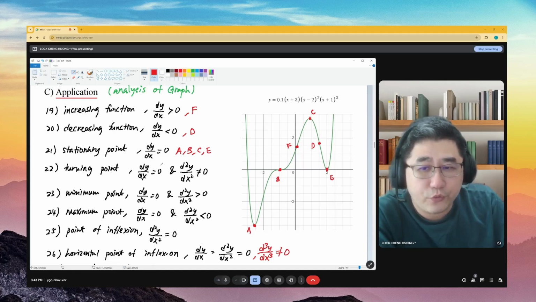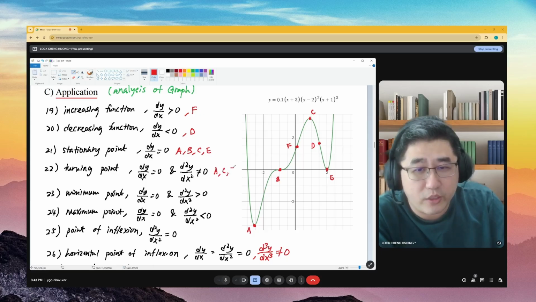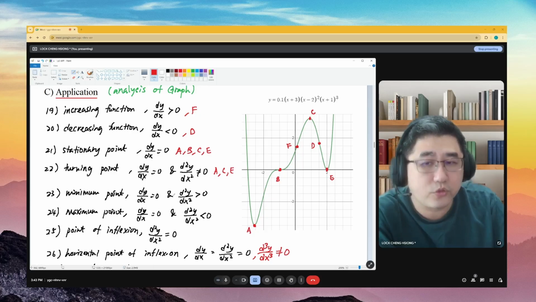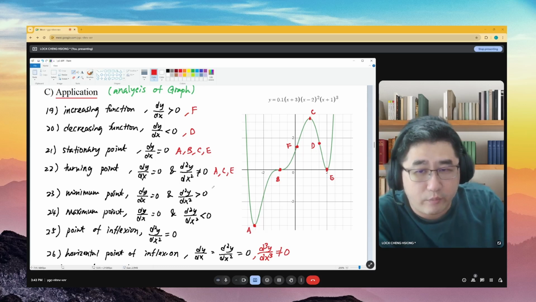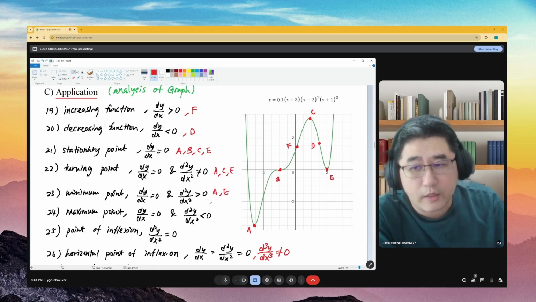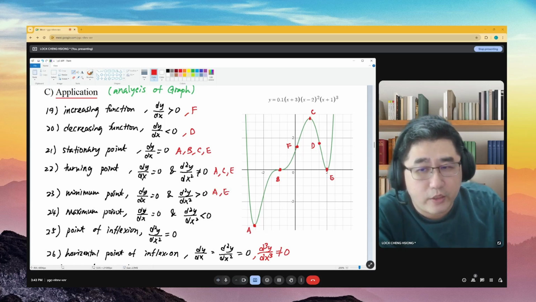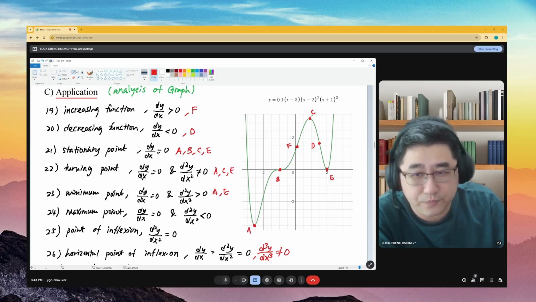Then the turning point fulfills two conditions: dy/dx equals 0 and d²y/dx² not equal to 0. Those are point A, point C and point E. Point B does not fulfill this. Then a minimum point has dy/dx equals 0 and the second differentiation positive, so it's point A and point E. A maximum point has dy/dx equals 0 and second differentiation less than 0, that will be point C.